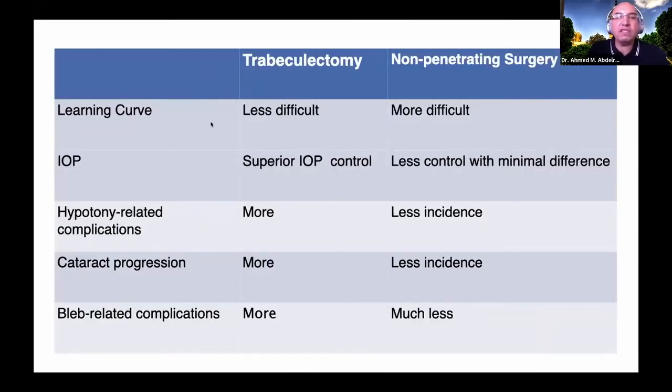So if we think of this comparison, the non-penetrating surgery has a more difficult, steep learning curve. For intraocular pressure, there might be superior IOP control with trabeculectomy, but that difference is really minimal. The other complications, the hypotony-related complications, cataract progression, and long-term complications from the bleb, are all more common with trabeculectomy and very minimal for the non-penetrating surgery, to the extent that it's quite rare to find a case of endophthalmitis after non-penetrating surgery.